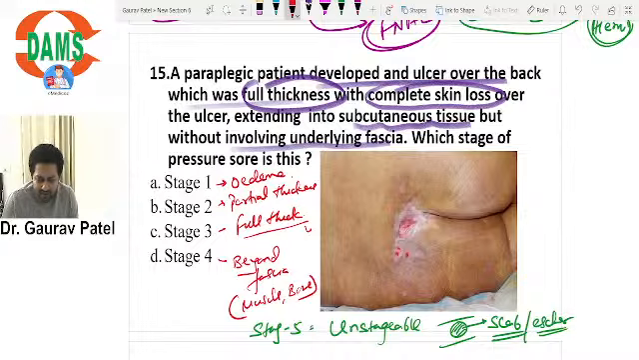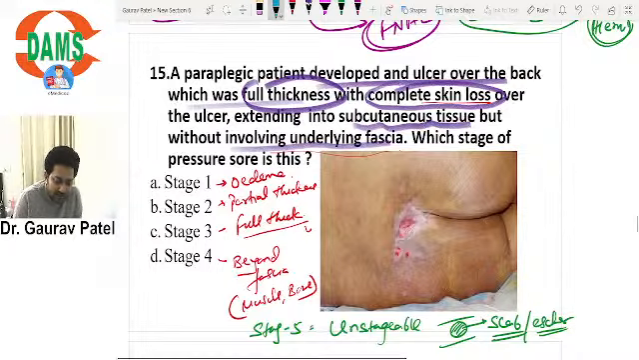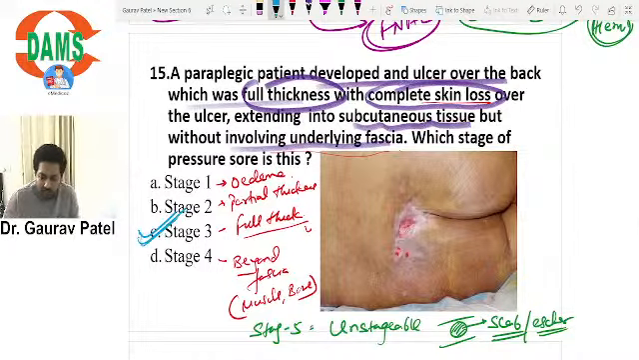Okay, Shakila, adjacent structure is nothing. There is nothing like adjacent structure in this. This is not a structure. This is just skin. How deep we are going, we are looking for that. It is not an organ that will say the adjacent structure. So the answer here is they are saying complete skin loss, not involving underlying fascia. It is stage 3. Like you all are saying, it is stage 3.